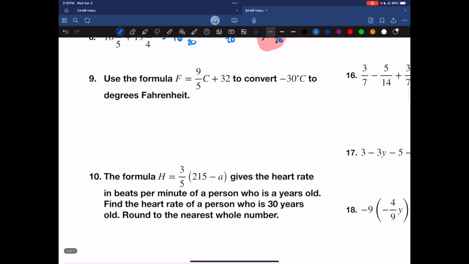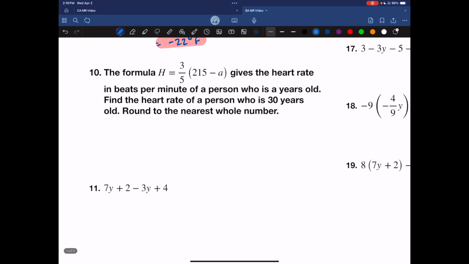On number 9, we're simply going to take negative 30 and plug it into our formula that they give us. So F equals 9/5 times negative 30 plus 32. Okay, 5 goes into 30 6 times. 6 times 9 is 54. Oh, sorry, 54. So it's going to be negative 54 plus 32. All right, and then that's going to be negative 22 degrees Fahrenheit.